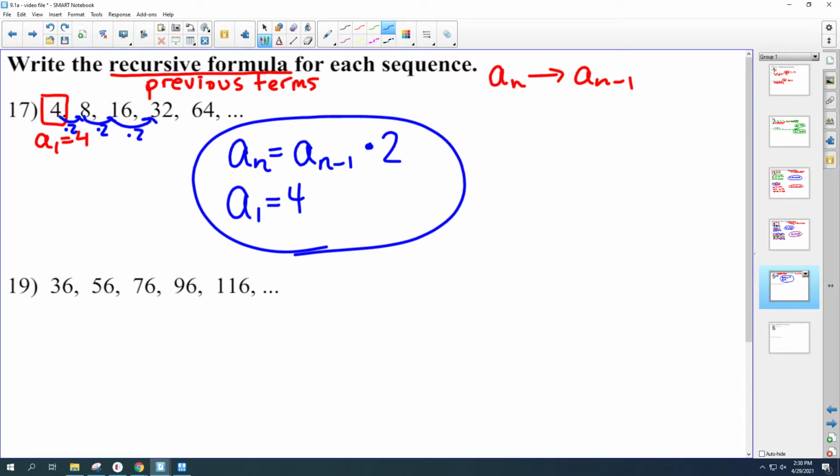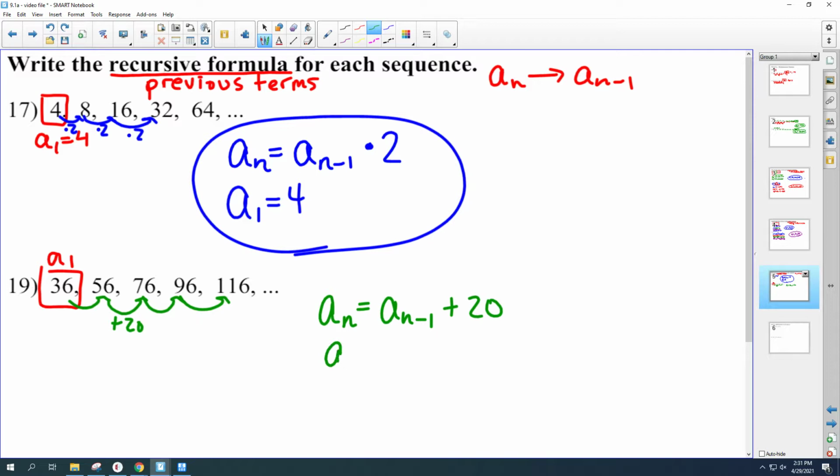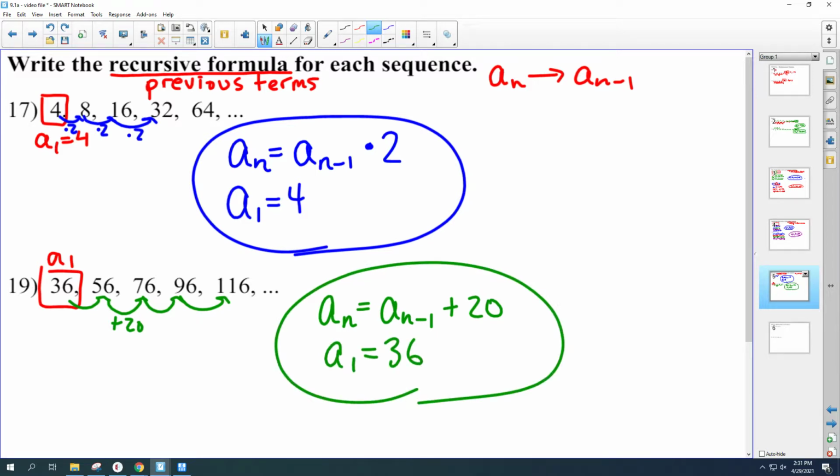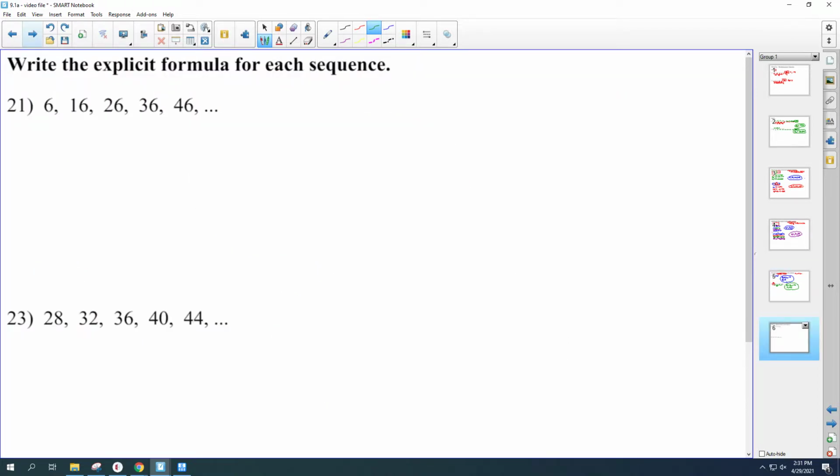So we look at the next one. Recursive formula, we need to know where we start. That's A1. But we also want to feel for the pattern. What are we doing here? Plus 20, plus 20, plus 20, plus 20. Okay. So the formula is going to be a_n equals previous term plus 20. Oh yeah, don't forget where we started. That's recursive.